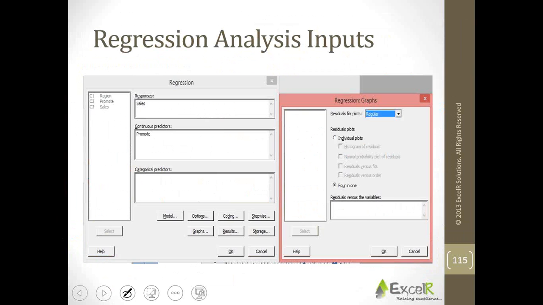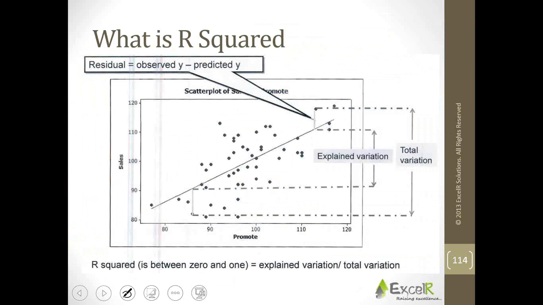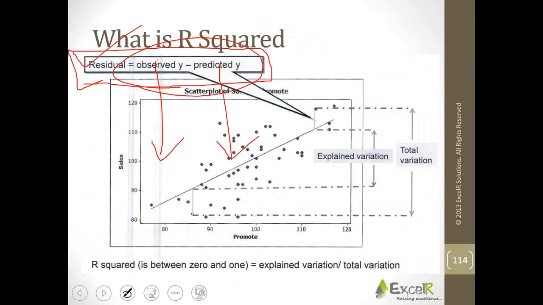The residual is nothing but the difference between observed and predicted Y. So after 1 month, I get to know the observed value of sales. Today, if I want to predict after 1 month, that will be called predicted. The difference between these two is called the residual value.